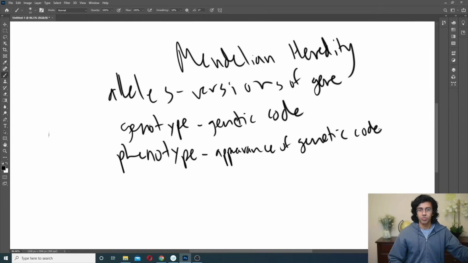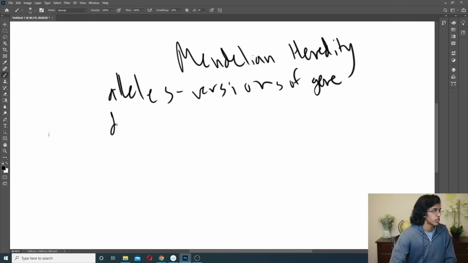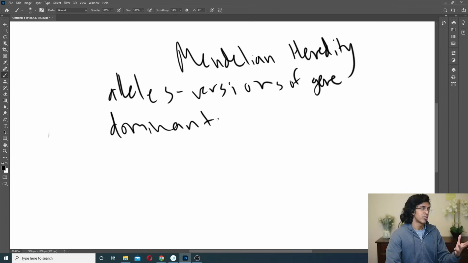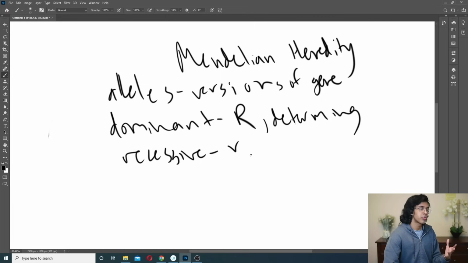Alright, so this is the basic terminology. Now let's talk about the most common form of inheritance that Mendel studied, basically dominant and recessive alleles. So you've got your dominant alleles. Let's say you have a gene R, Mendel would represent it with a capital R, and this is the determining allele. If you have this allele, it will show up. And then recessive is the little lowercase one, and it only shows up if there's no dominant.